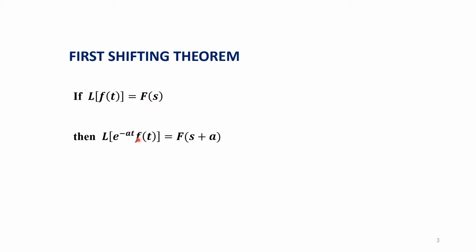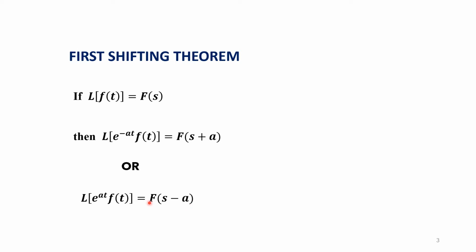So whatever answer we get for this Laplace transform, in that answer replace s by s plus a. If we are having e raised to minus at, then we have to replace s by s plus a. It is the opposite sign. When you have minus at, then it is plus a. Or if you have e raised to at, then replace s by s minus a.